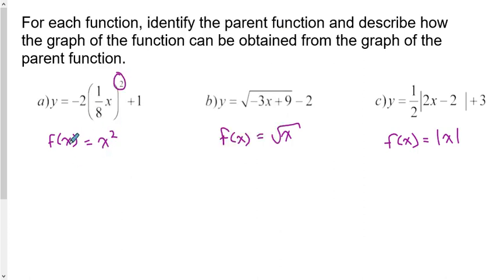So now I need to describe what you would do to the parent function to have these changes. So here's what I see. The first thing I see is there's a negative 2 out front. Okay, the 2 means I'm going to multiply. So it's a vertical stretch and a reflection in the x-axis. That's what the negative does. But I'm going to describe what you'd actually do. You're going to multiply your y values by negative 2.